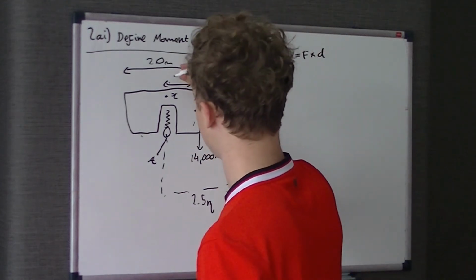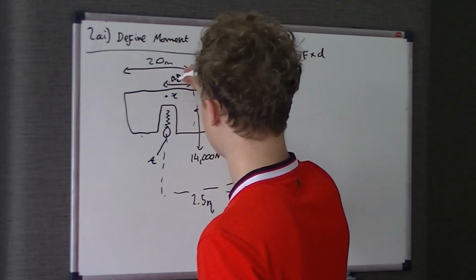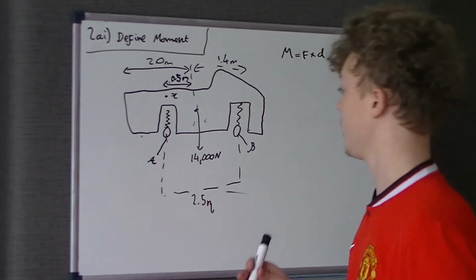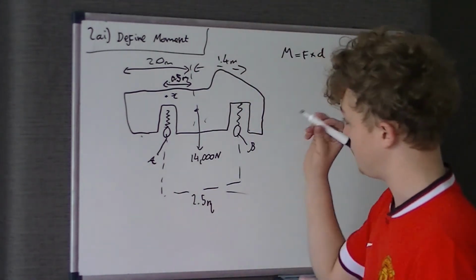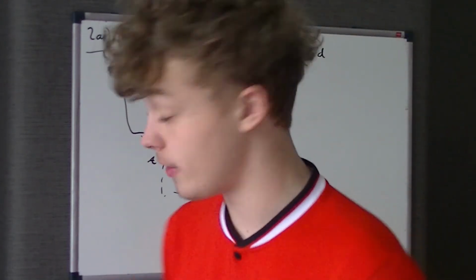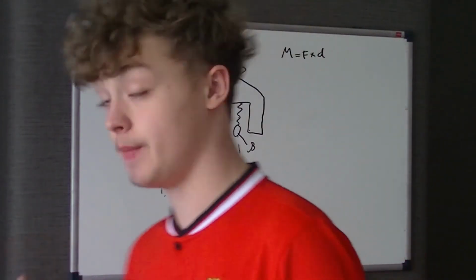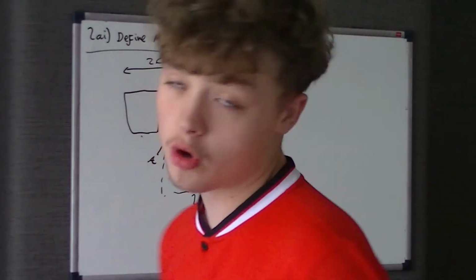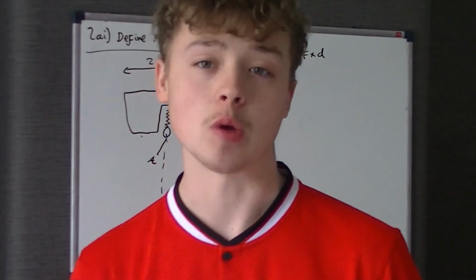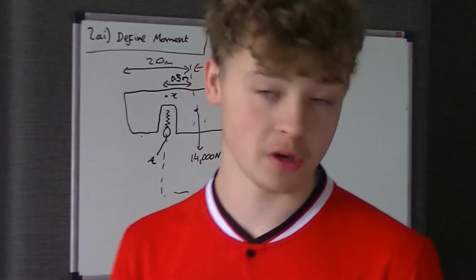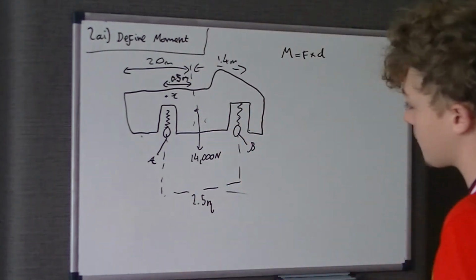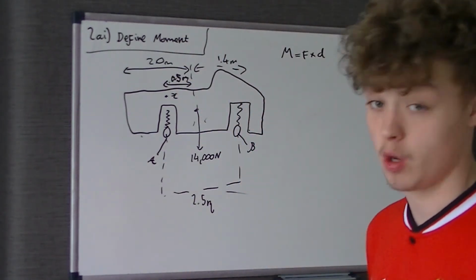So between X and the centre, it's 0.5 meters. Hopefully it's quite self-explanatory. If the spring at A is 0.5 meters away, and the spring at B is 1.4 meters away, then A has a smaller distance, so it must have the bigger force to equal the same moment. So therefore, A will have the bigger force to be compressed the most.